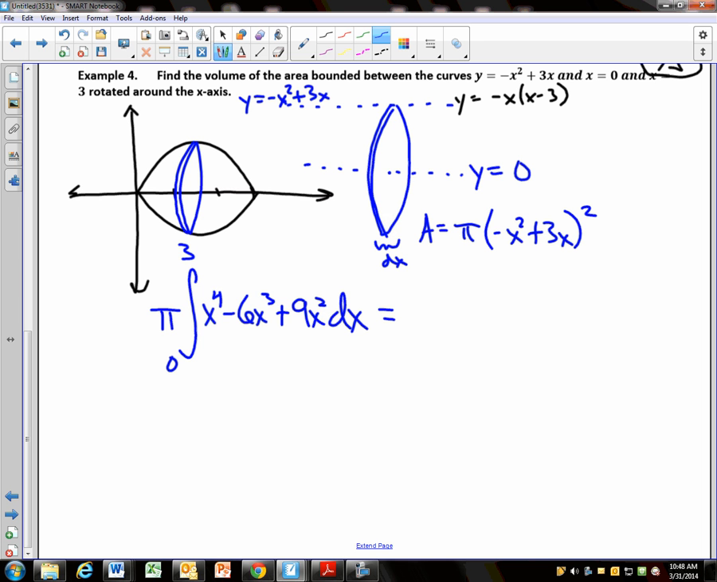All right, let's integrate. Pi times x to the 5th over 5 minus 6x to the 4th over 4. Could reduce that to 3/2, plus 9x to the 3rd over 3, or just 3x to the 3rd, evaluated 0 to 3.